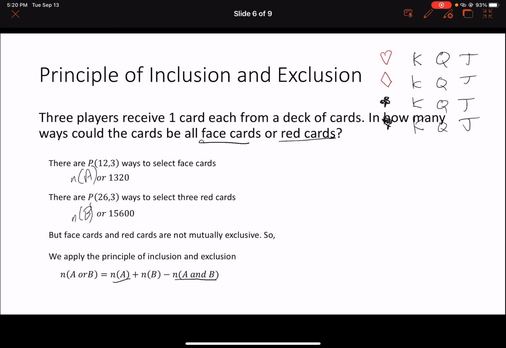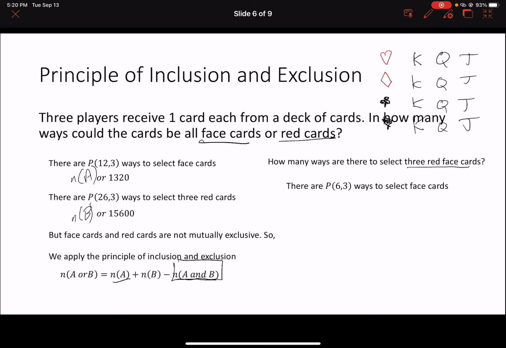How many ways can we pick red face cards? How many ways are there to select 3 red face cards? Well, how many red face cards are there? 6. And how many ways are there to choose 3 of them? 6 choose 3. How do you do that? 6 factorial over 6 minus 3 factorial, which is the same as 6 times 5 times 4 times 3 factorial over 3 factorial. Boom, boom. 6 times 5 times 4, which is equal to 120.